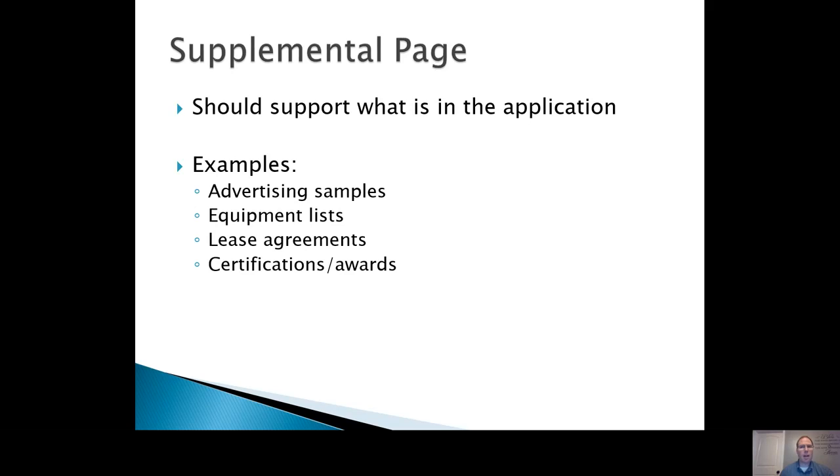Some examples, and this is not an exclusive list, could be advertising samples. If I have a lawn care business and I'm telling you about my advertising, maybe I put in a sample of my advertising. Could be a list of all the equipment I own, that'd be fine, or a list of all the animals. Could be a copy of a lease agreement or a loan agreement. Could be a copy of a certification, a copy of an award. Again, if I had the World Champion Market Goat, maybe it's a picture of that, or a news article about me and my World Champion Market Goat. So those are the kind of things that we are looking for as we start to think about a proficiency application.